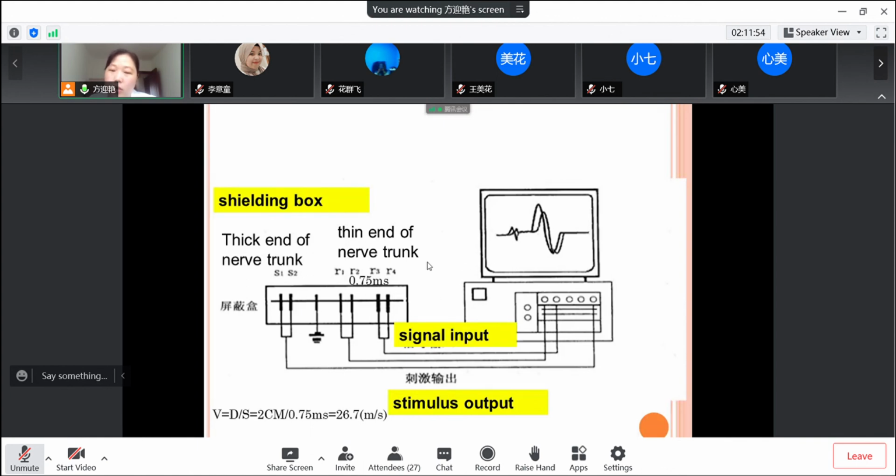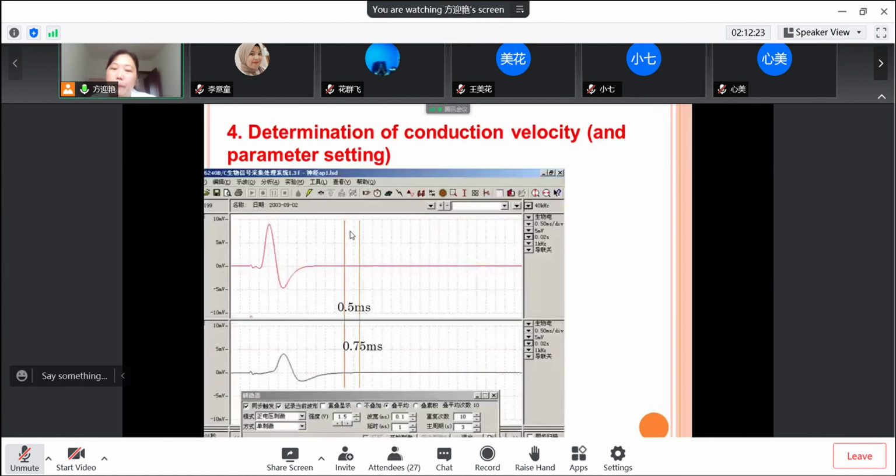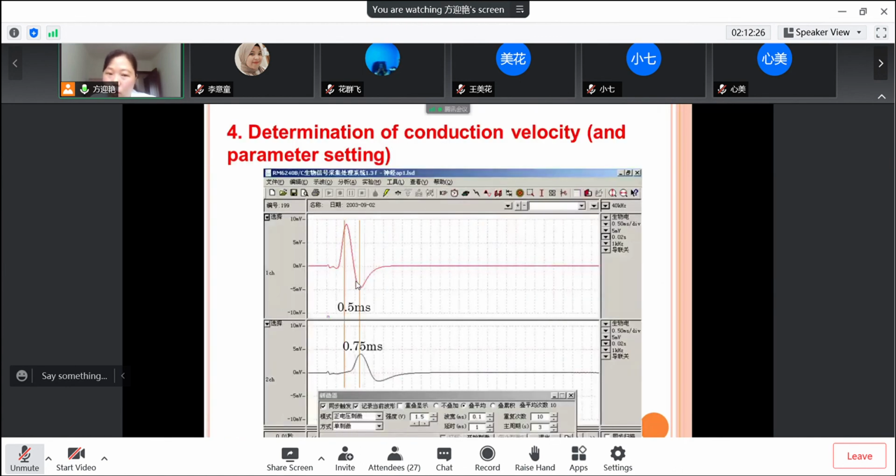So here we majorly record the membrane potential difference outside the membrane. The difference then forms positive and negative, and then forms the wave. This wave shows that an action potential is produced, but this wave is not the action potential.